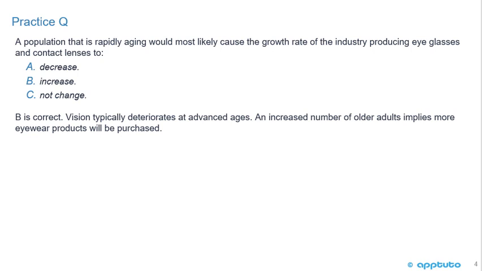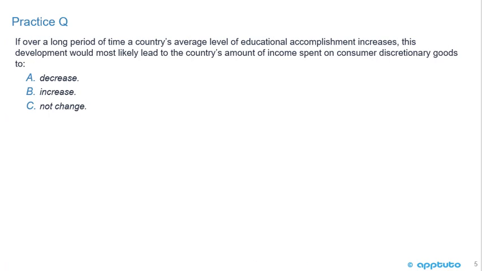A population that is rapidly aging would most likely cause the growth rate of the industry producing eyeglasses to increase. Vision typically deteriorates at advanced ages. An increased number of older adults implies more eyewear products will be purchased. Pretty easy question. Second of 3 practice questions.